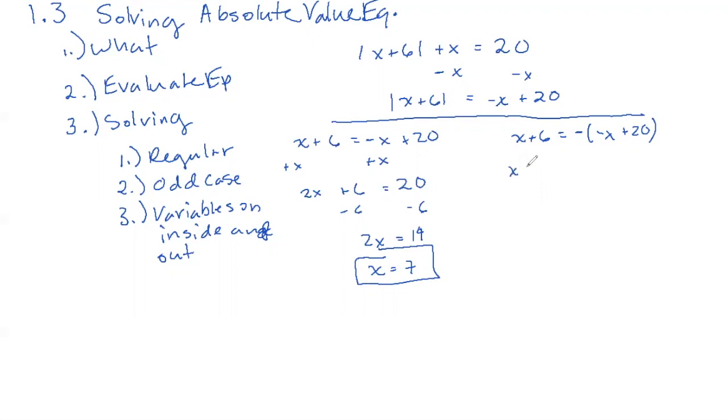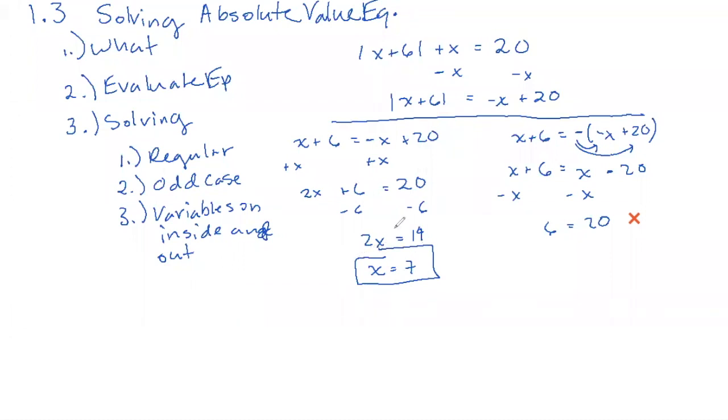Now let's take a look at the other side. We have x plus 6 equals, and then we distribute this negative out to both terms. So you end up with positive x minus 20. And then you subtract x from both sides, which, wait a minute, gives us 6 equals 20. Well, what happened? This definitely can't be correct, right? Well, the reason for that is because there's only one answer here. There's only one answer in this case.